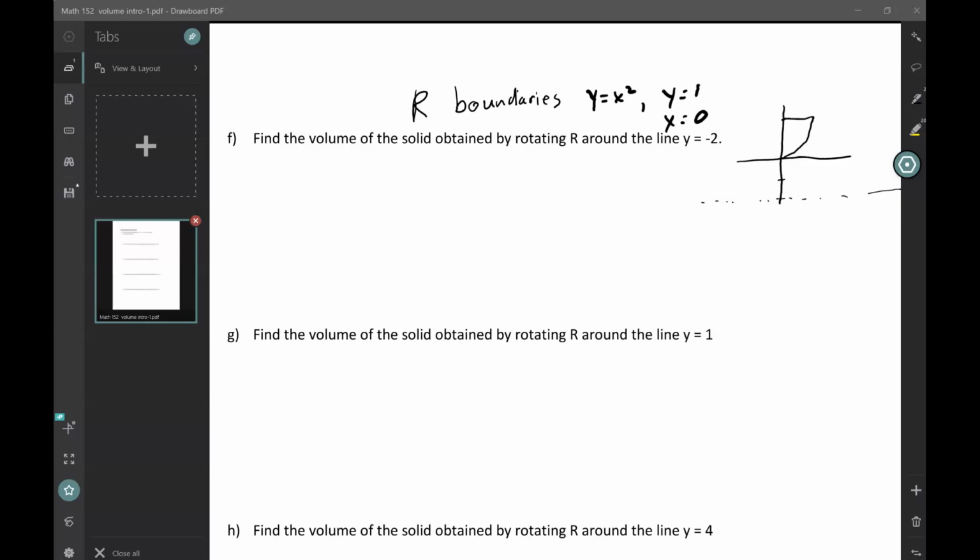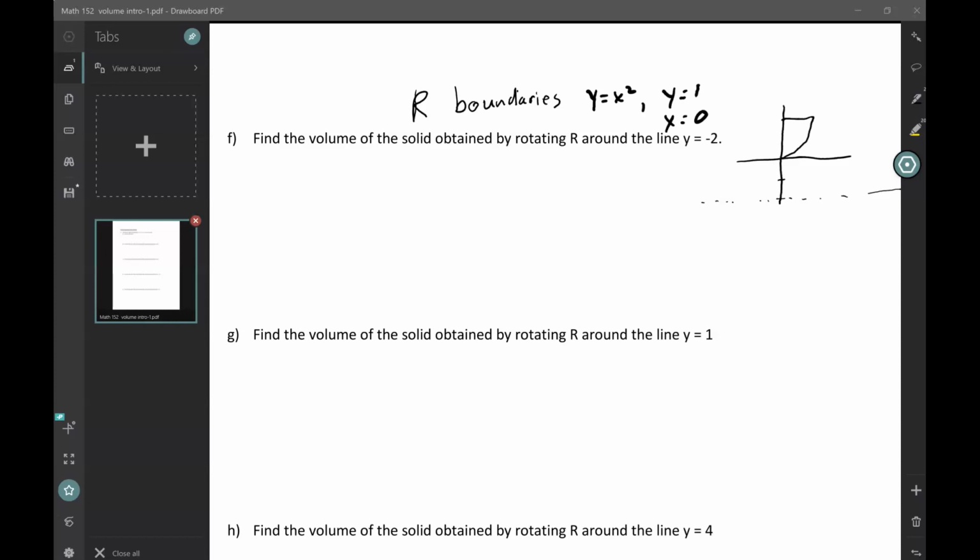So in this video, I'm working through the second half of the Intro to Volumes worksheet. And we'll get into some shell method and some cross-sectional methods. So in this one, find the volume of the solid obtained by rotating R around the line y equals negative 2. So I've drawn the picture.